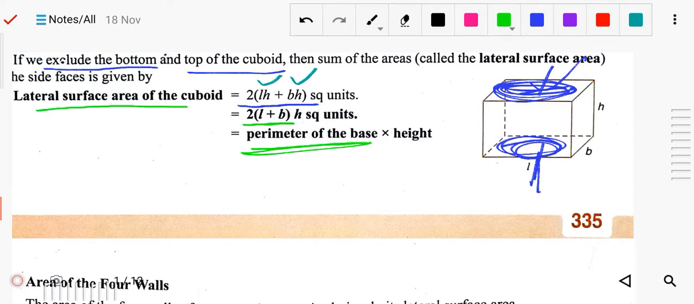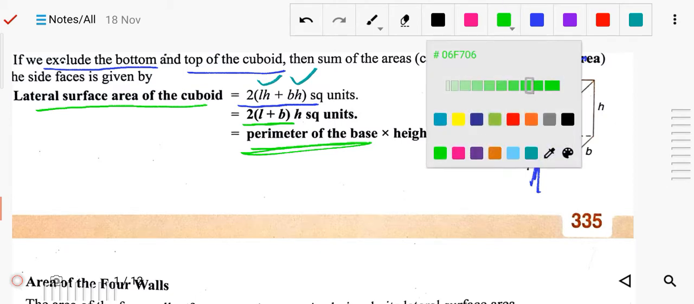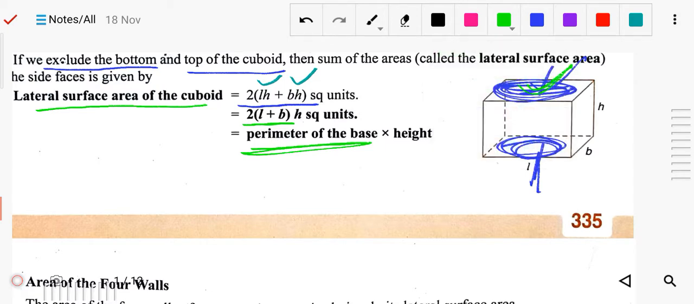So what is the lateral surface area? Lateral surface area is for a figure whose top and bottom part is open. This top and bottom will be open, it will not be there. If you have to find the area of this type of shape, it is called the lateral surface area, or sometimes also the four-sided wall. If you have to find the area of the four walls of the rectangle, you can use this one also.